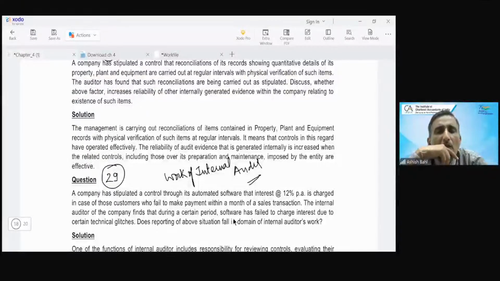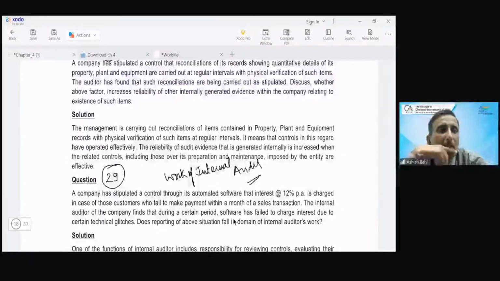So Harshit, yes, you have to take a general view and see what the question is asking. The question is asking whether this factor increases reliability of other internally generated items related to the existence of such items. So the question is specifically asking about when this factor is there. So obviously it is going to increase the reliability. It doesn't mean that it would be totally reliable, but the question is of degree.